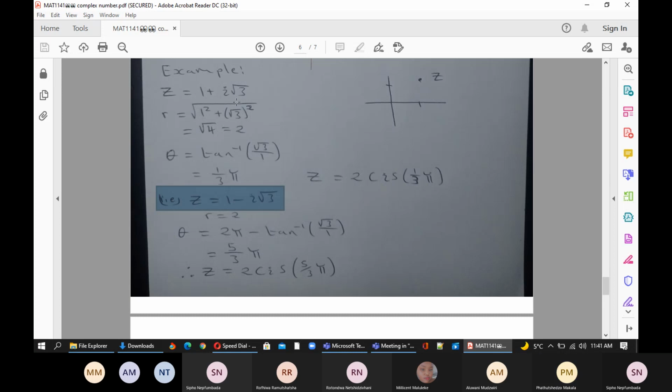Guys, those are the two different examples. Here, our imaginary part is positive. Here, our imaginary part is negative.